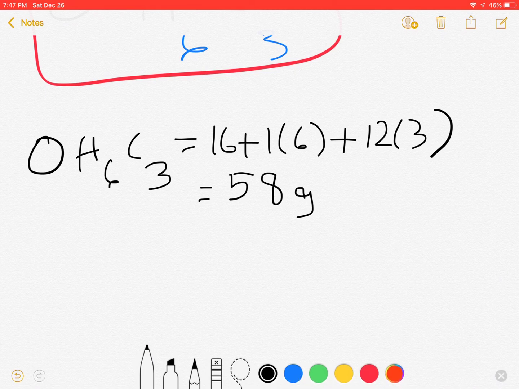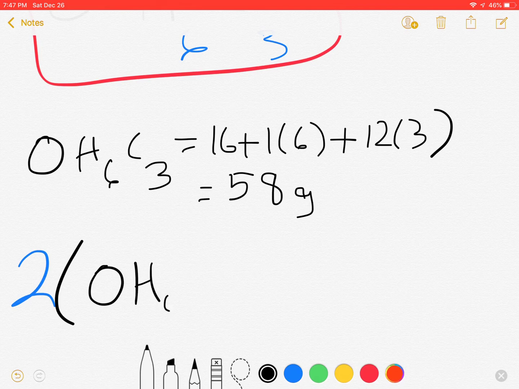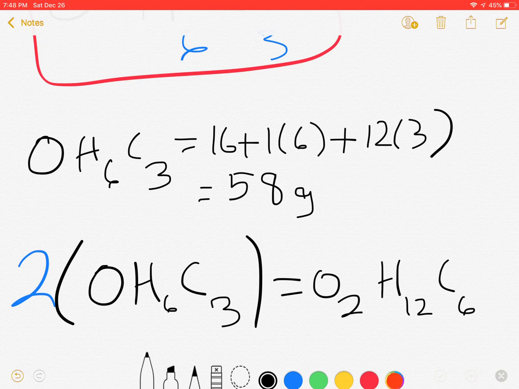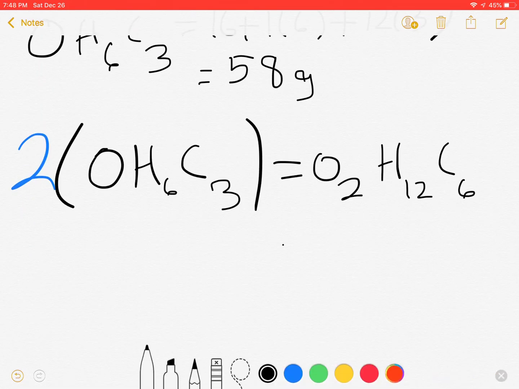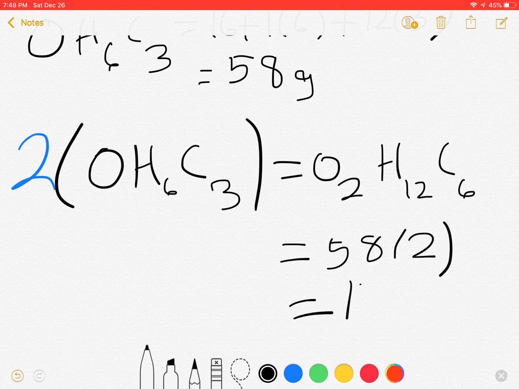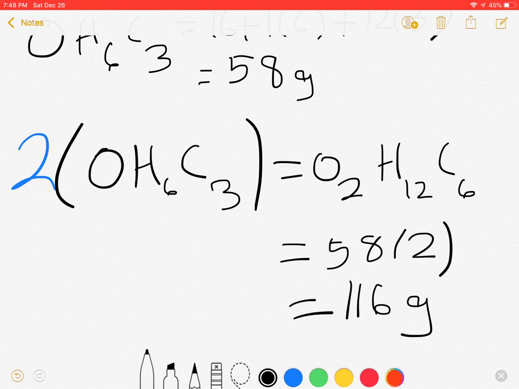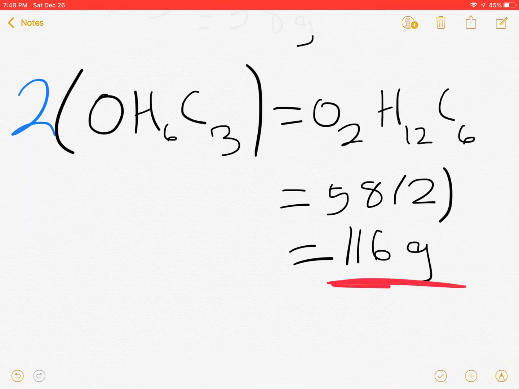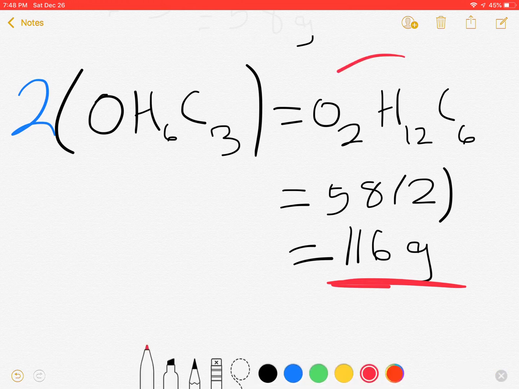this whole molecule by 2, so we do 2 times OH6C3, and this formula would be O2H12C6. And the molar mass of this is 58 times 2, which is 116 grams. And what we can see is that this falls within our range of 100 to 120 grams per mole. And so this right here is our molecular formula.